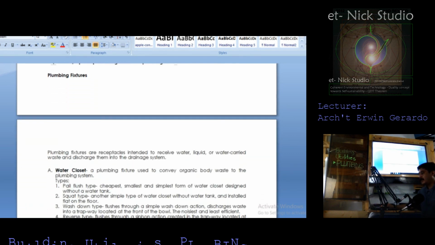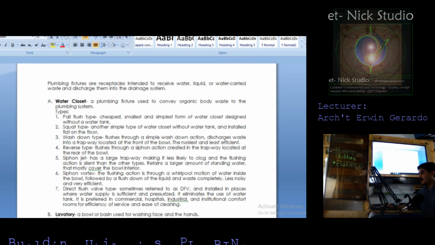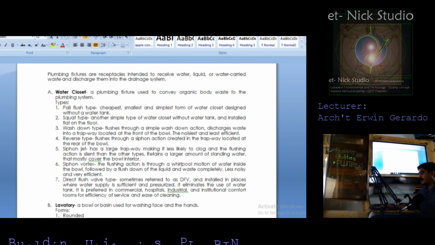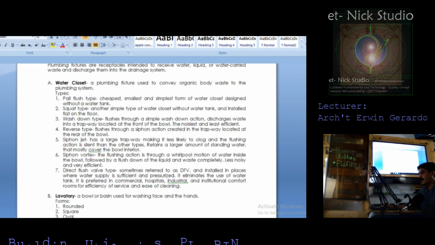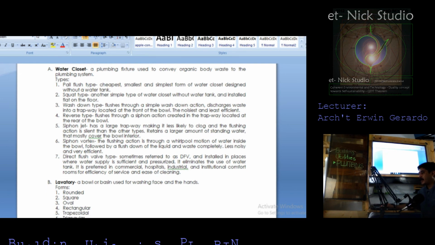The plumbing fixture. Plumbing fixtures are receptacles intended to receive water, liquid, or water carried waste and discharge them into the drainage system. Water closet is a plumbing fixture used to convey organic body waste to the plumbing system. Types of water closet. We have the pail flush type. This is actually the cheapest, smallest, and simplest form of water closet designed without a water tank.